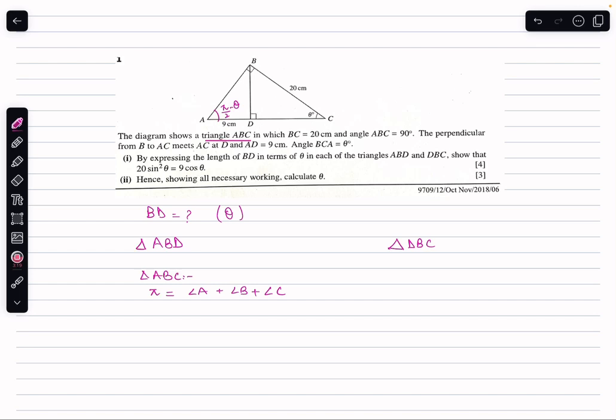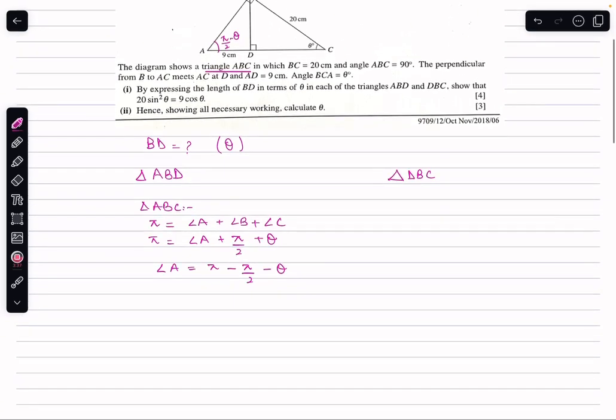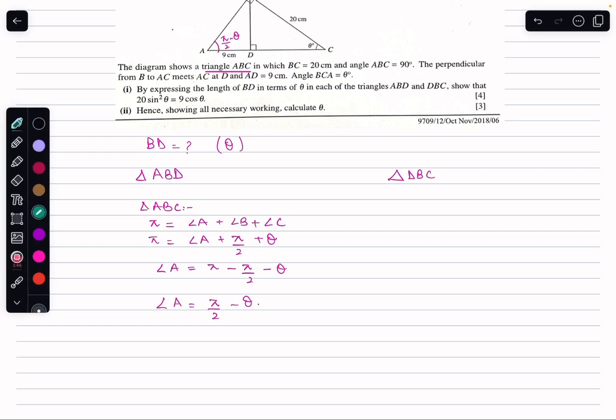If I substitute all these values, angle A is what we do not know, angle B is π/2, and angle C is θ. Therefore, angle A is π minus π/2 minus θ. Π minus π/2 is equal to π/2. Therefore, angle A is equal to π/2 minus θ. This will help us when we are solving triangle ABD.